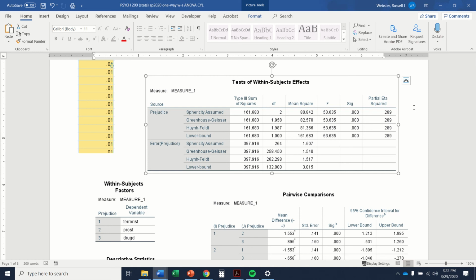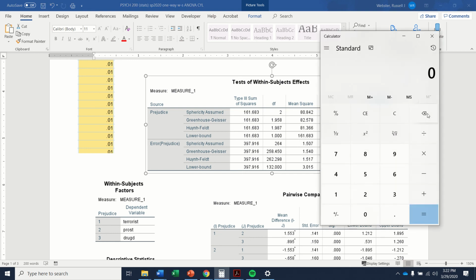In order to calculate S pooled, we need to take the square root of the mean square error in the ANOVA table. So here, because we're looking at this first sphericity assumed row, the mean square error is 1.51. We take the square root of 1.51, and that gives us 1.23. So we're going to take every mean difference and divide by 1.23, our S pooled value.